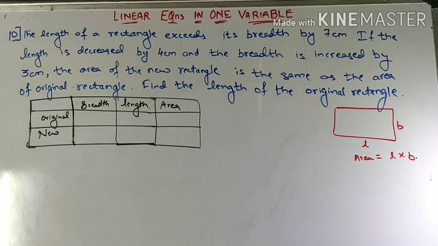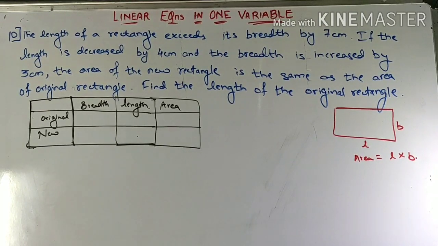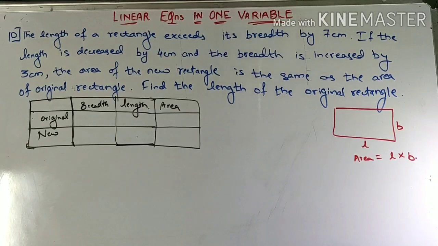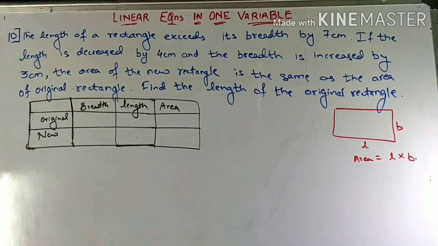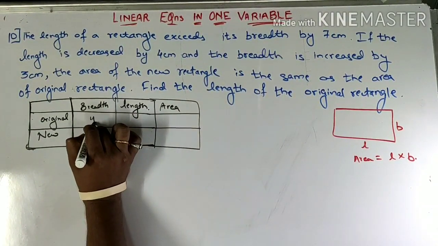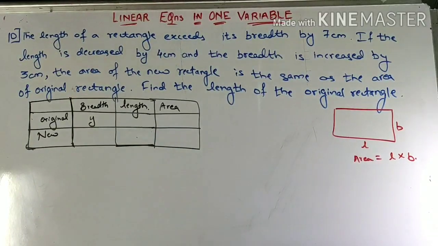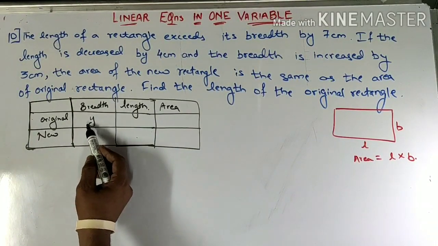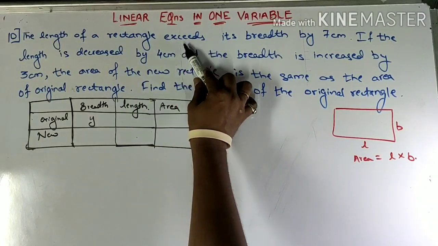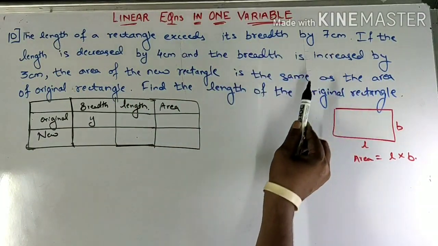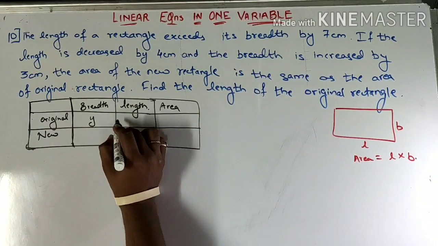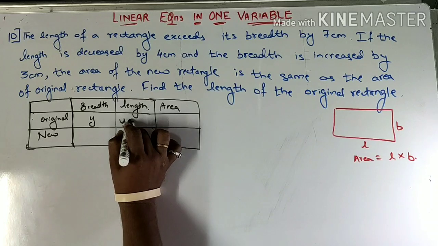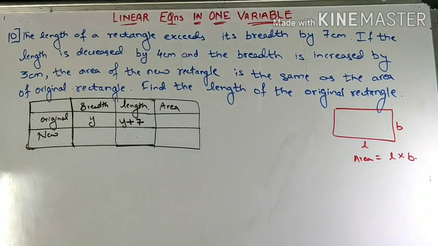Now, the length of the rectangle exceeds its breadth by 7 centimeters. So the relation of length with respect to its breadth is given. So I'll assume the breadth to be x, or you may say y, because there are too many x's now. Y. The length of the rectangle exceeds its breadth by 7. So if breadth is y, my length will be exceeding it by 7, that means y plus 7.